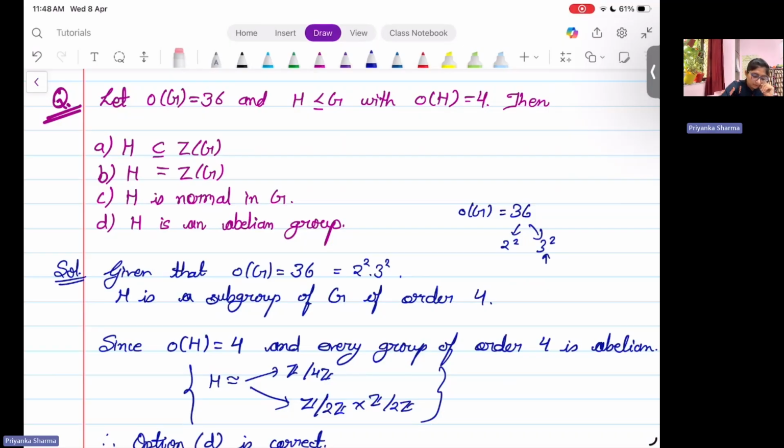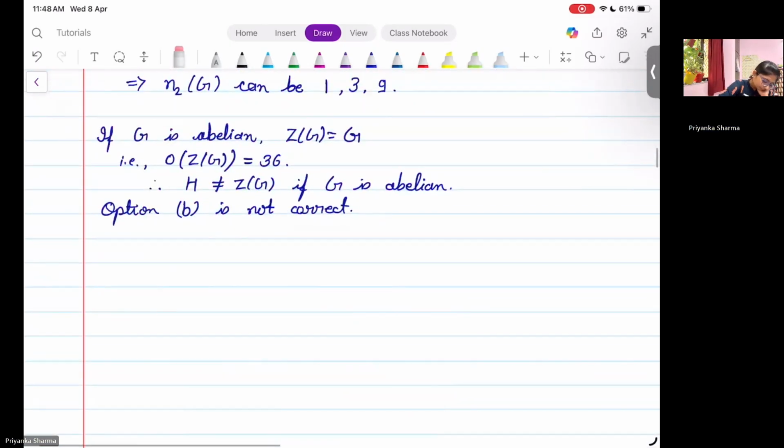So what we should do, we should consider this as 6 into 6 because we have a non-abelian group of order 6. So, that is, we need a non-abelian group of order 36.